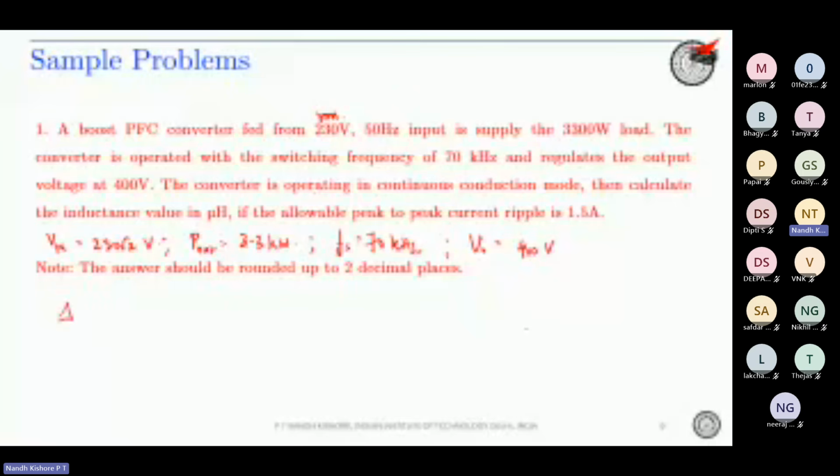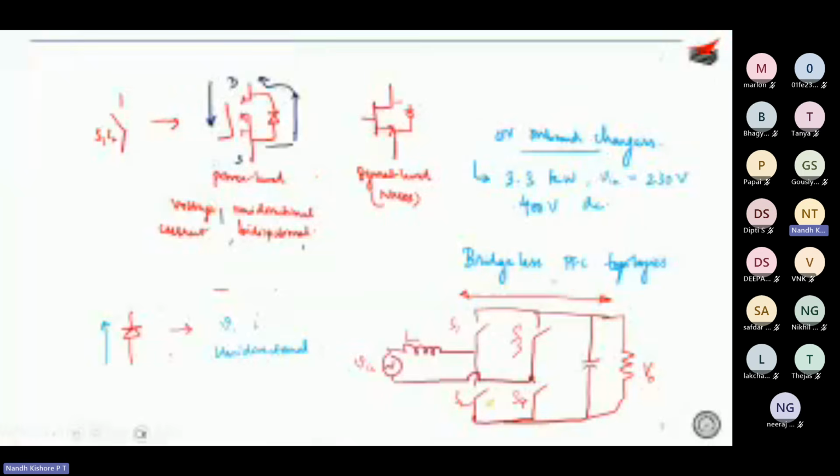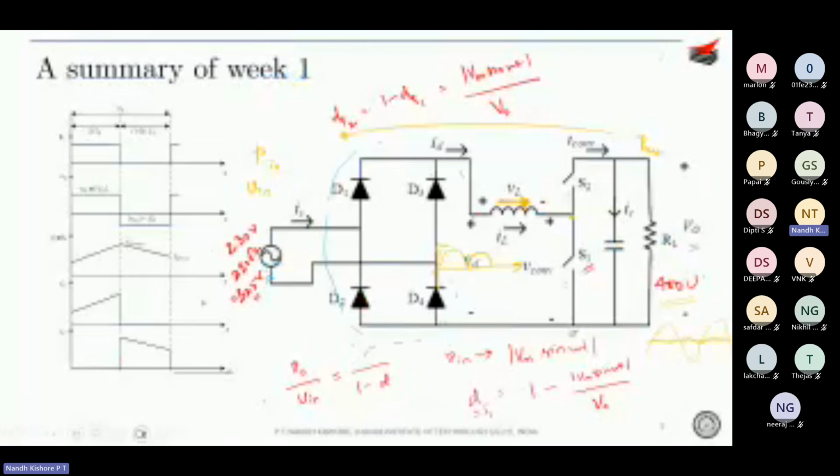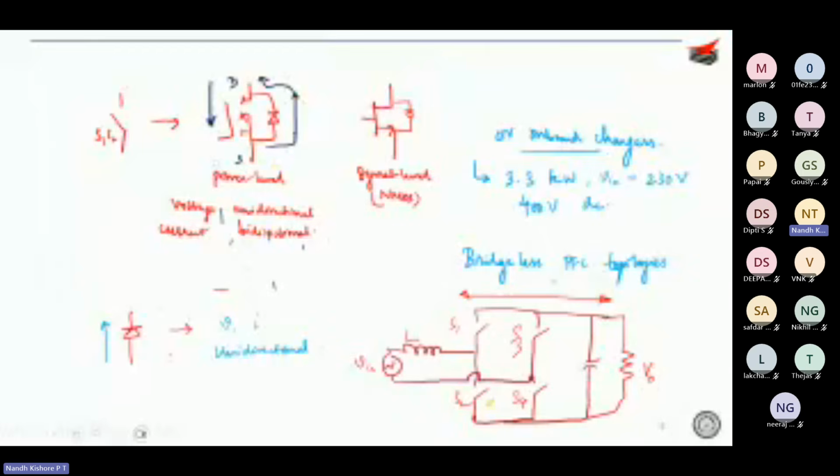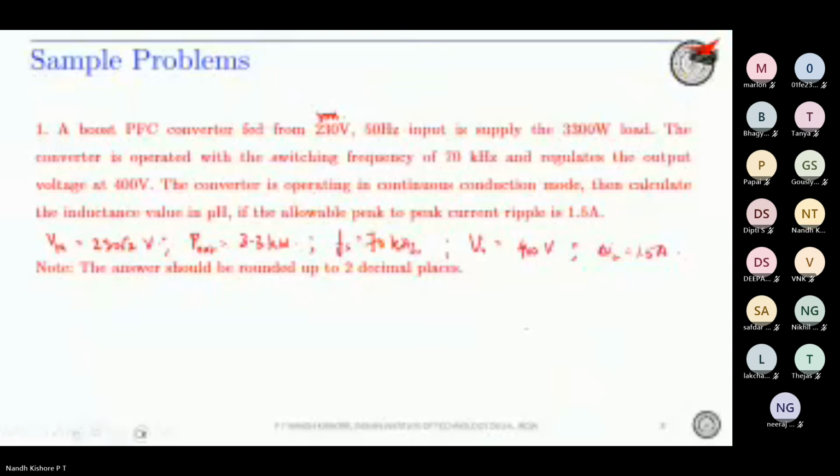So your delta IL is 1.5 ampere. Delta IL, mind you, is your peak to peak ripple. So the entire thing is your delta IL. Some people like to call it 2 times delta IL, but follow any one convention properly. So delta IL is 1.5 amperes. Then find out what is the L value.